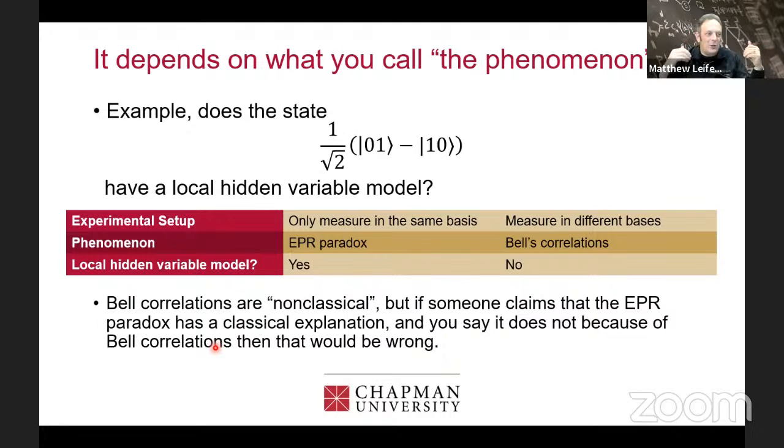Okay, and so you'll often have arguments in the literature going backwards and forwards about whether some phenomenon is classical or quantum, and they're just based on different notions of what the phenomenon is and different notions of what classicality is. There is no one single notion.